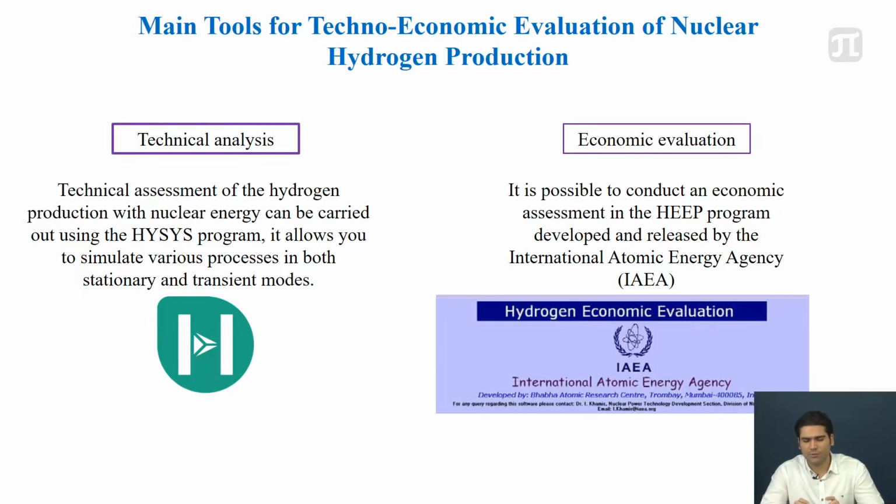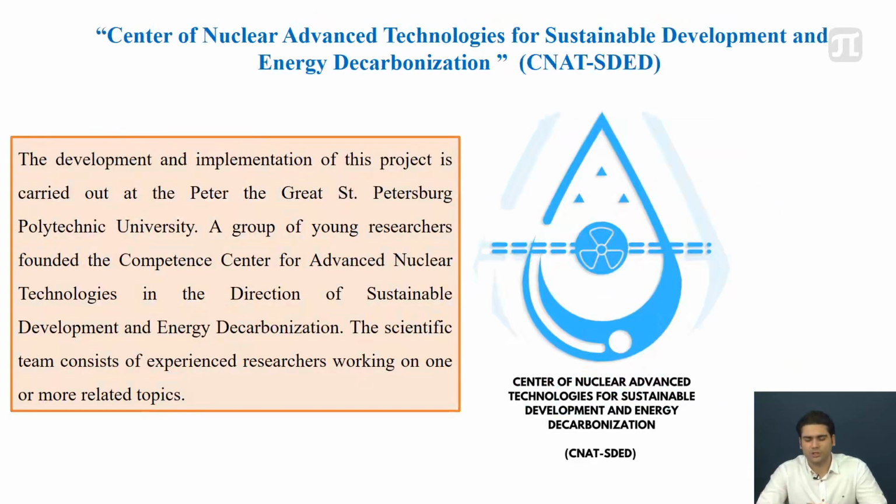The most important point here is the combination of technical analysis and economic evaluation. So we should think about how it is possible to combine them. After performing a technical analysis, we should extract some parameters, take these parameters to the economic evaluation, and obtain the final cost. And the best criterion for selecting the best option and the best method is cost. So we have to perform a techno-economic evaluation for nuclear hydrogen production.